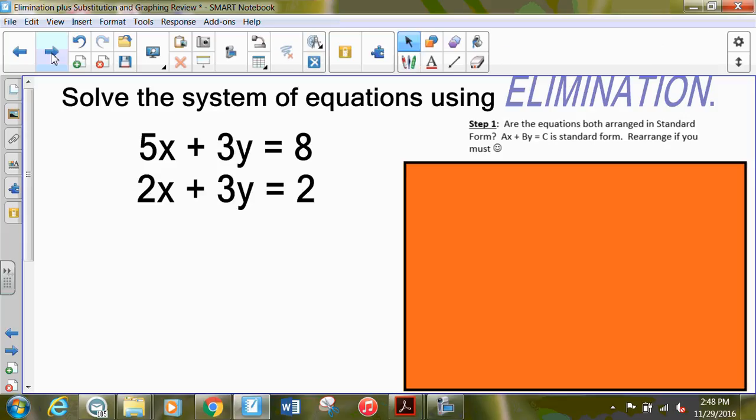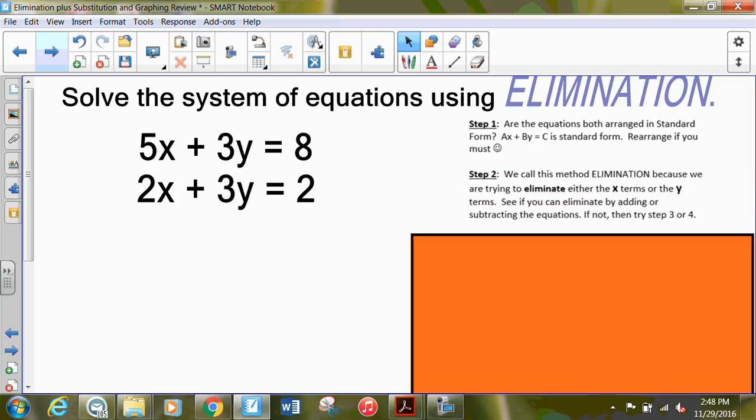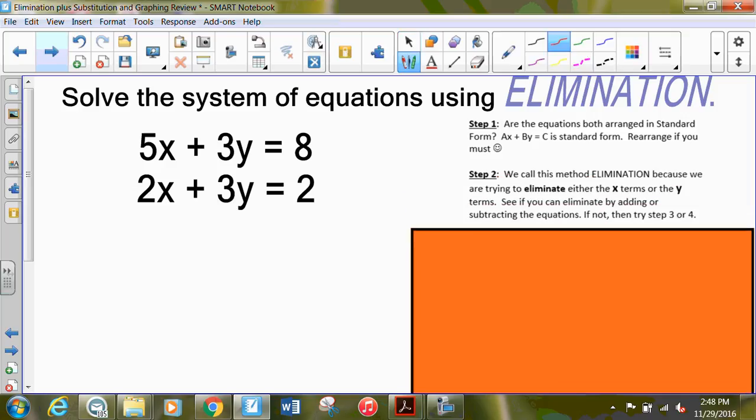So once again, we're going to go through these steps. Step 1, are they in standard form? Yes, they are. Both equations are in standard form. So then we're going to go to step 2. See if you can eliminate by adding or subtracting. So the last problem we just did, we could add and eliminate. In this problem, can you see that if we subtract, then our 3y and 3y will cancel out?